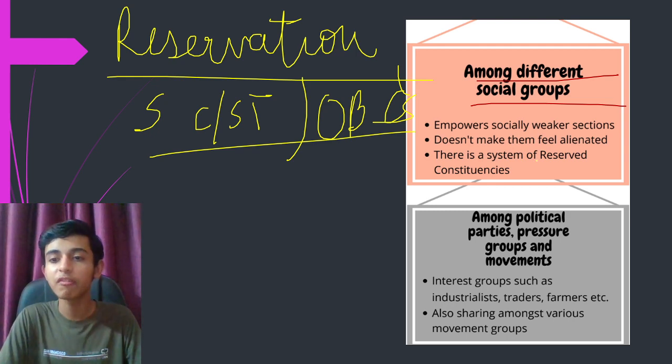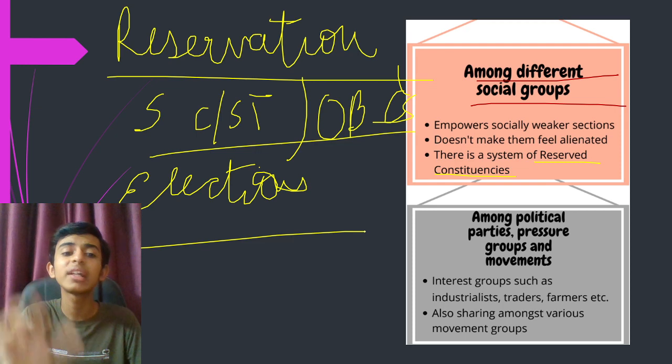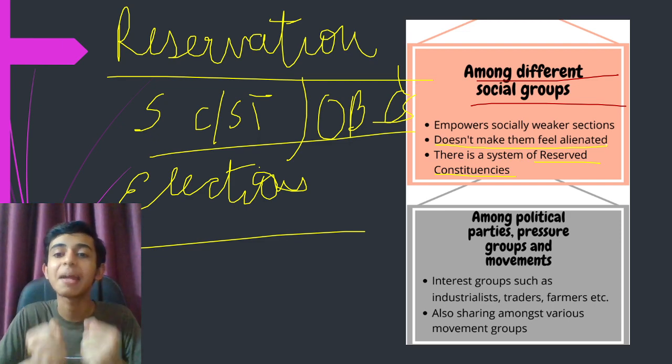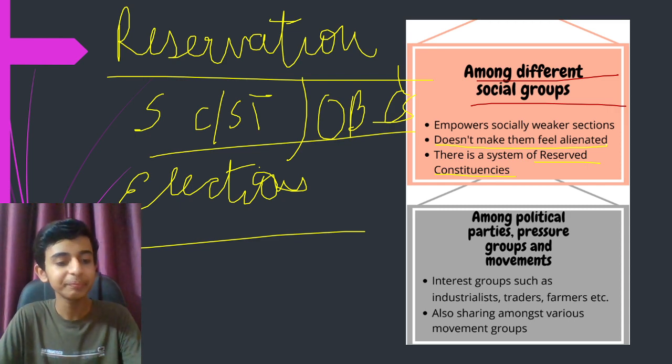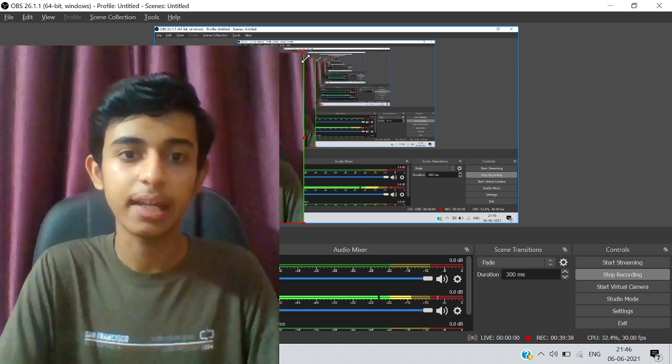So there is a system of reserved constituencies we read in class 9. If you could recall in the elections chapter, many constituencies are reserved for these groups, and because of this they do not feel alienated. They feel that we are there in the nation and we are empowered. Clear hai? Let me change my orientation again.